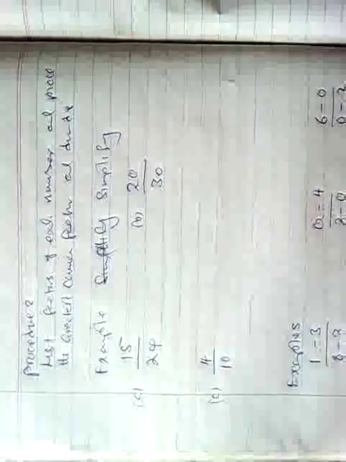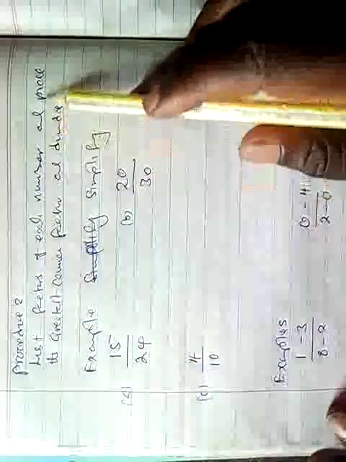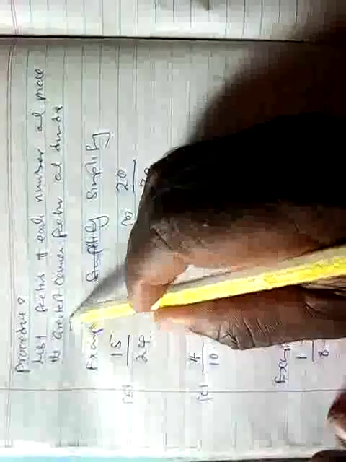So we look at more examples. Procedure number 2: list factors of each number and pick the greatest common factor and divide. So we look at the next method, method number 2.